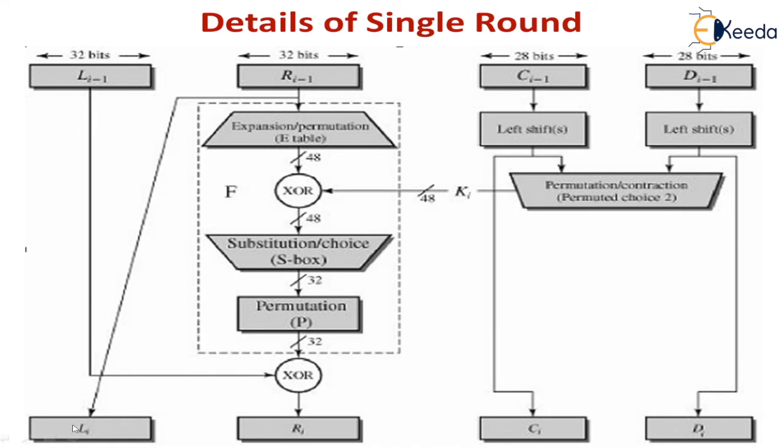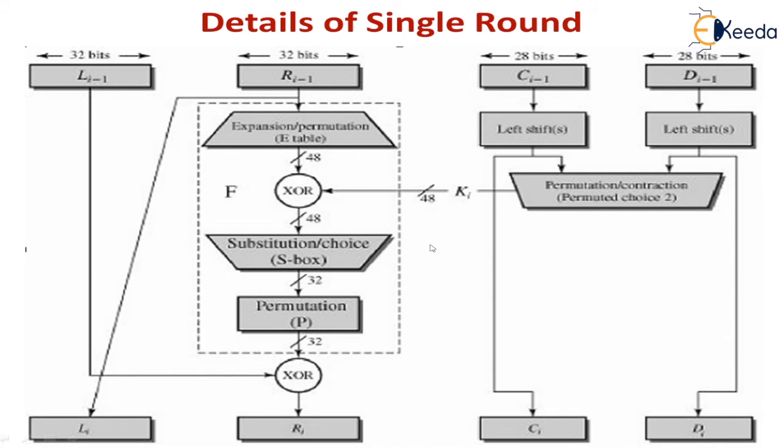Now here in this case, Li is equal to Ri minus 1. So this is the output that we are going to get with the help of this right-hand side, when we consider this particular case in which we have the 56 key bit, that is divided into Ci minus 1 and Di minus 1. Here the round key Ki is 48 bits. Now here it is on 48 bits.